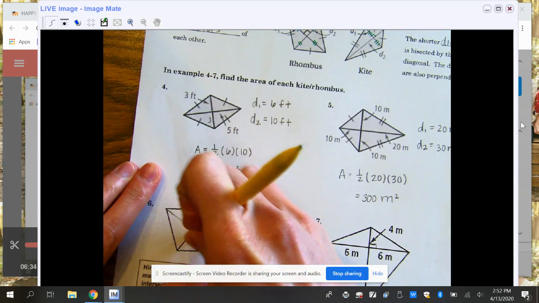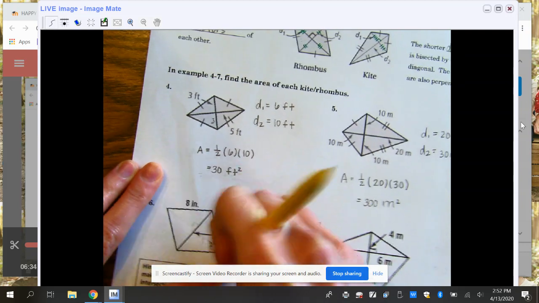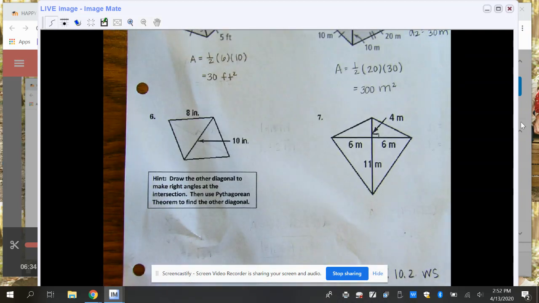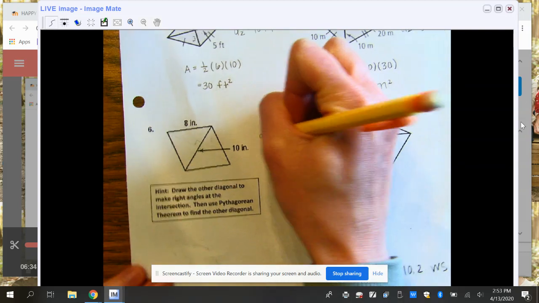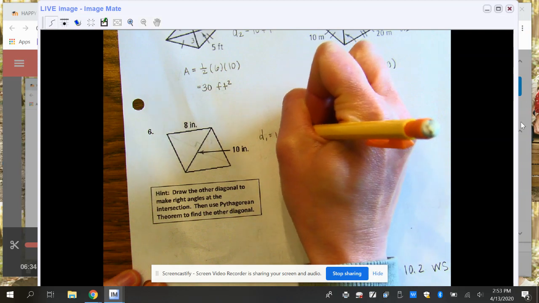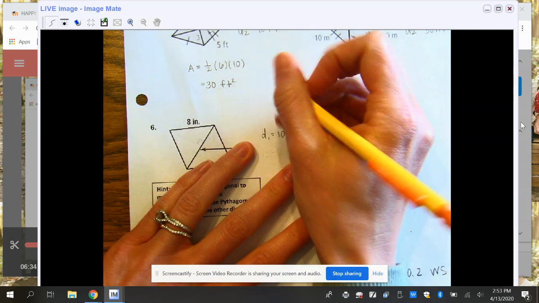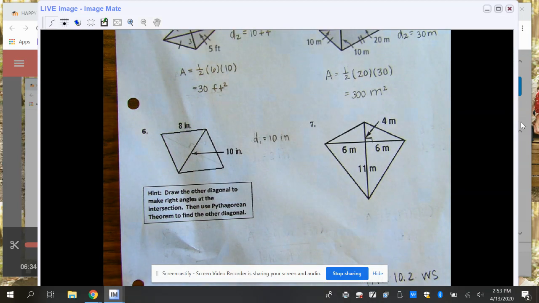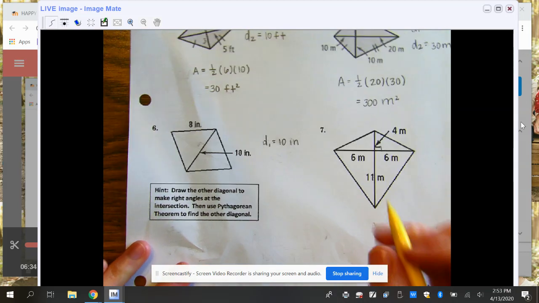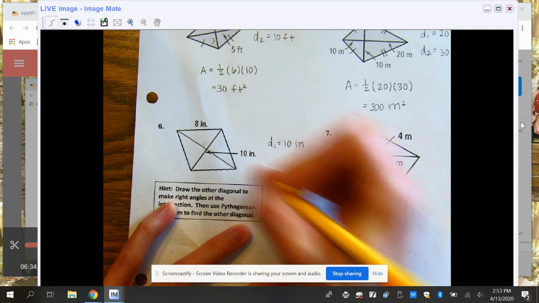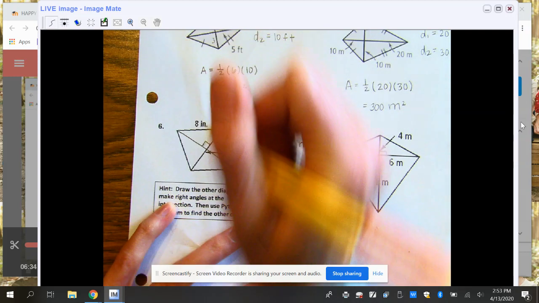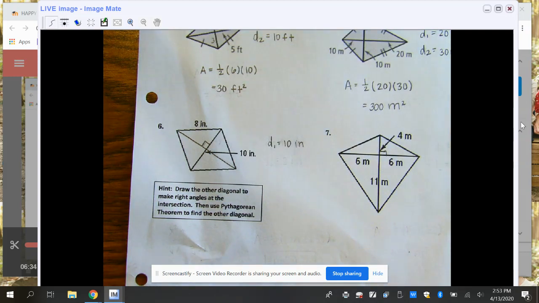All right, so this wasn't originally here. So in this next example, we are looking at a rhombus, and we know that one of the diagonals is 10 inches, but we do not know what the other one is. So we need to figure that out. And so if it's not drawn in, definitely start by drawing it in. And then we have to remember that they intersect at a right angle.